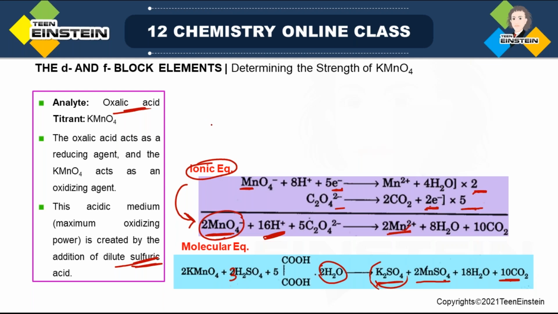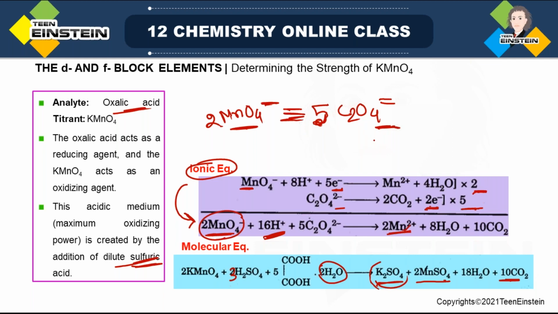So see here, 2 moles of MnO4 minus is equivalent to 5 moles of C2O4 2 minus. Okay, so from this ionic equation you will get this information. You don't even need to write the molecular equation, because when you solve any problem, if the concentration of MnO4 is given or the concentration of C2O4 is given, from this relationship you can find out the unknown concentration of the other species.